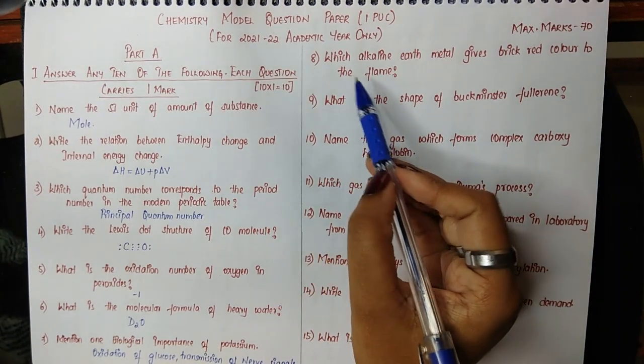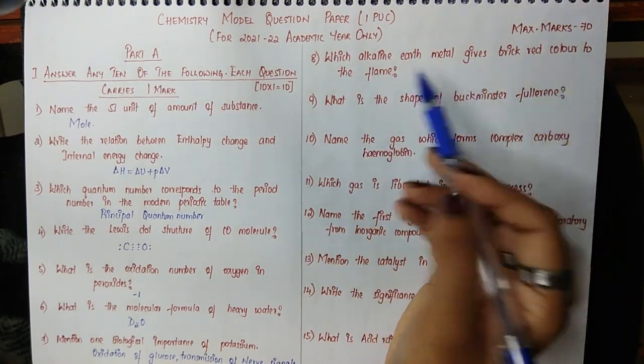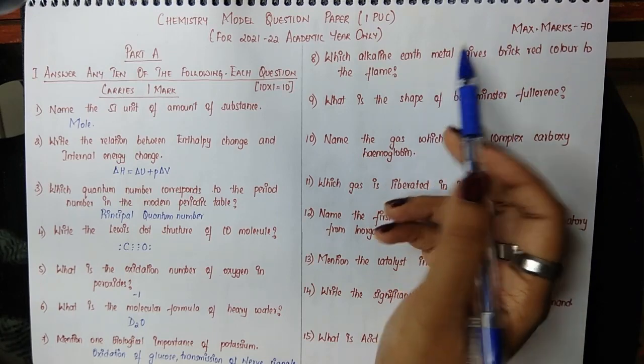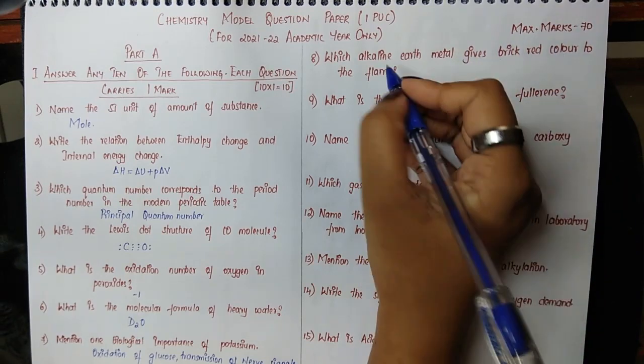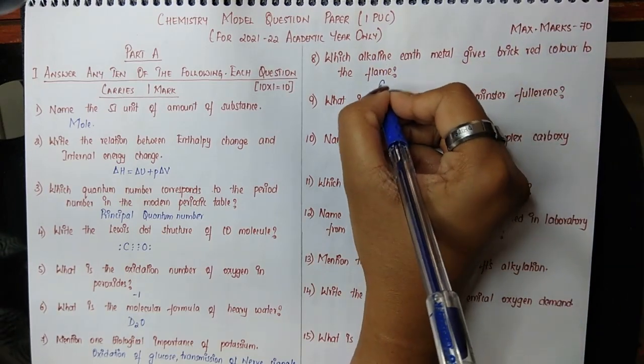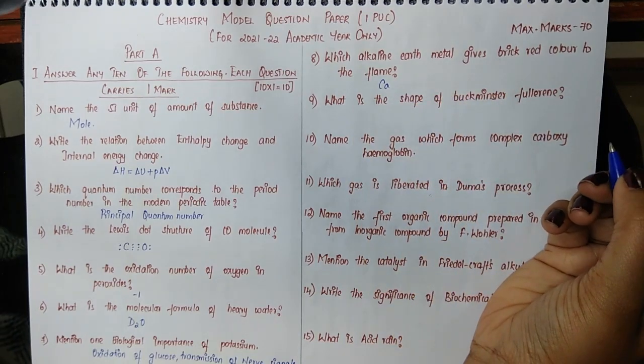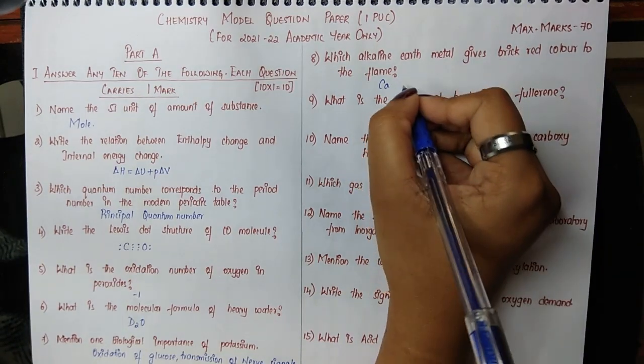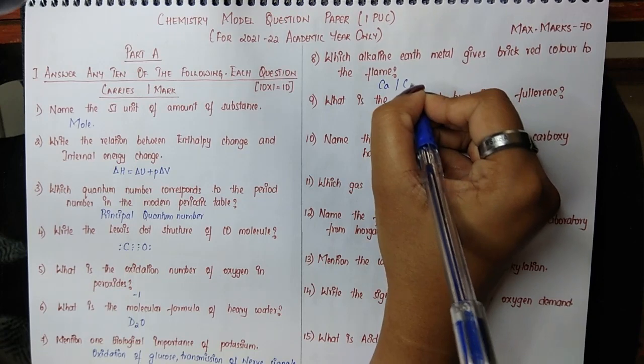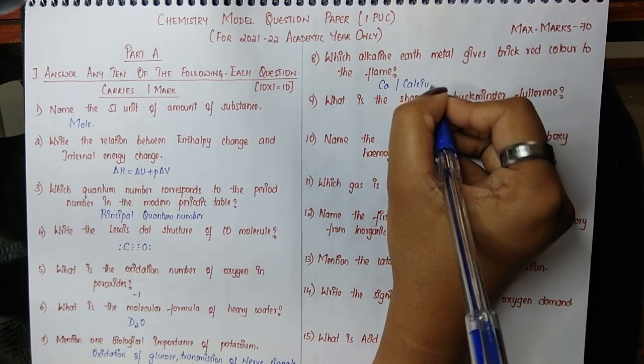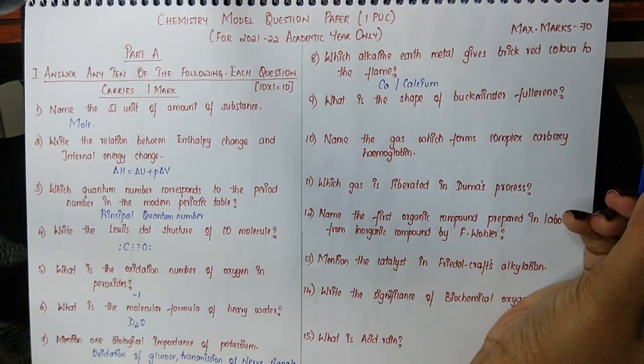Now question number 8, which alkaline earth metal gives a brick red color to the flame? This we have done even in practicals when we do salt analysis. So for brick red color from your alkaline earth metal, it is calcium. You can either write Ca or you can write the entire word, calcium.